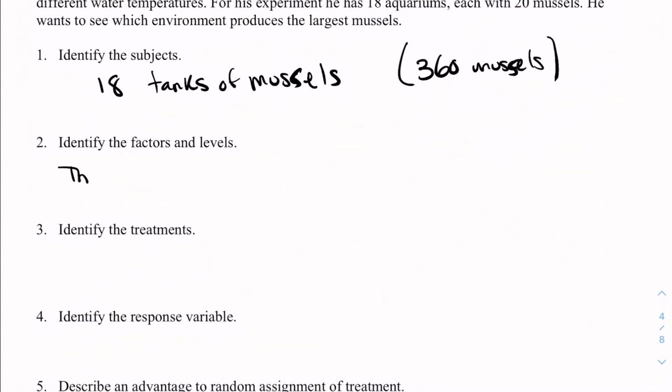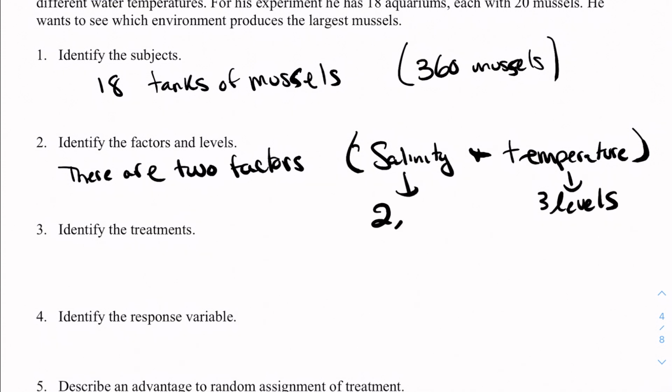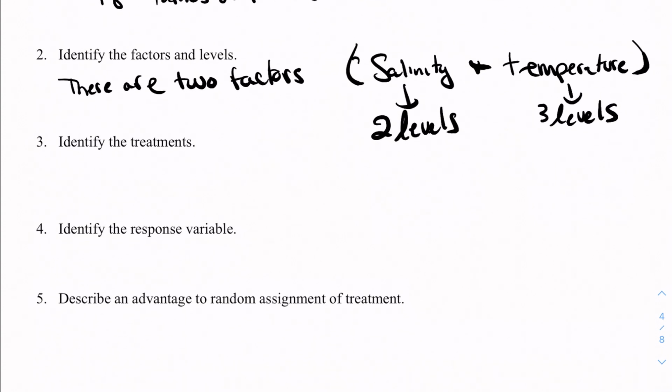Identify the factors. So again, there are 2 factors, 2 things that he's changing. So it's the salinity and temperature. The levels that they have are 3 levels for temperature and 2 levels for salinity. So if we put these all together, there's going to be 6 total treatments.